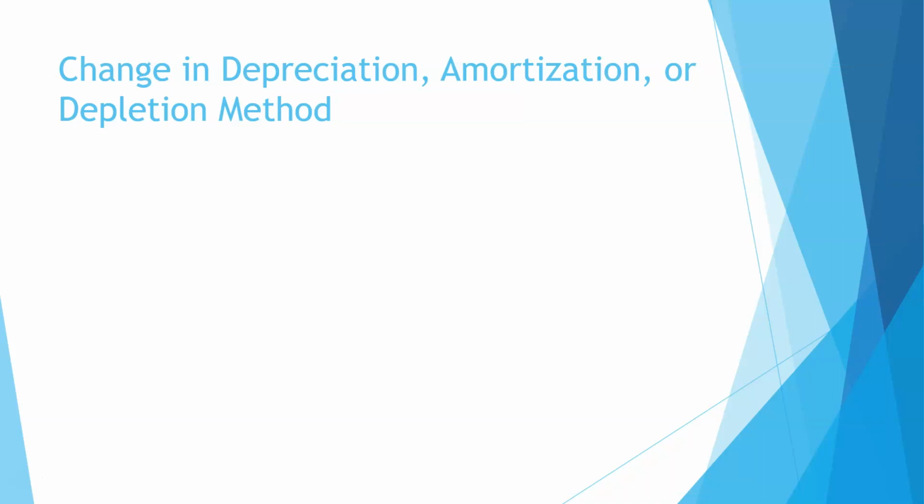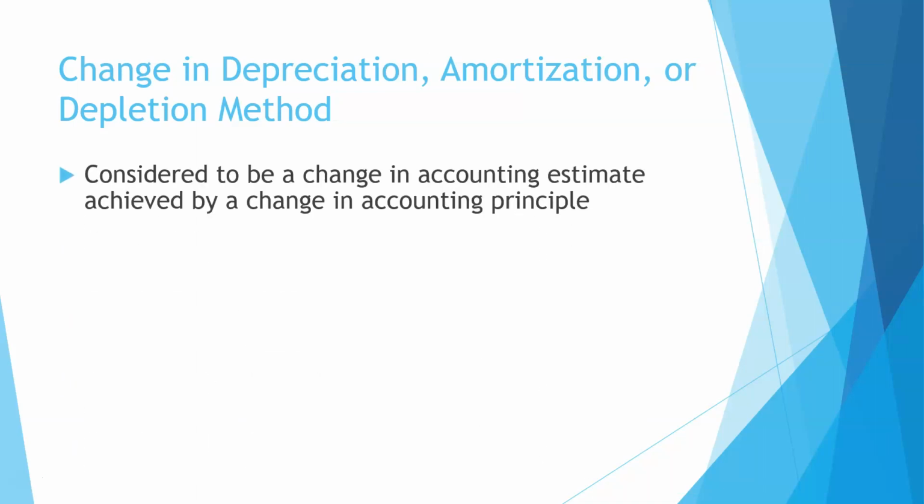Now, changes in depreciation, amortization, and depletion methods. These are considered a change in accounting estimate achieved by a change in accounting principle, which means, well, what does that really mean? It means that we only look at prospectively. We do not go back and change.